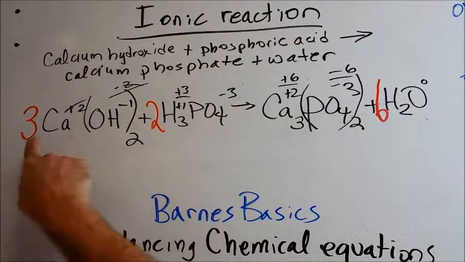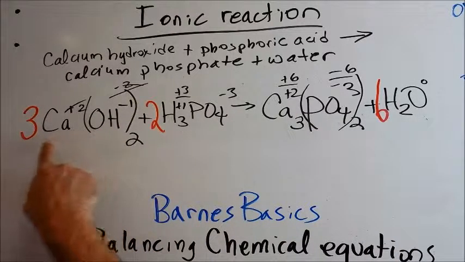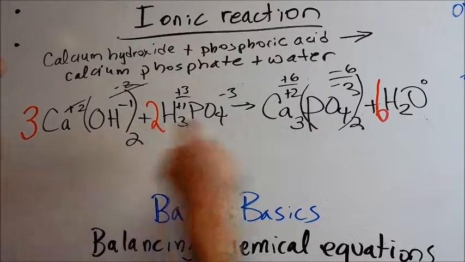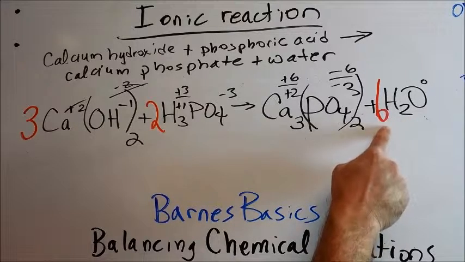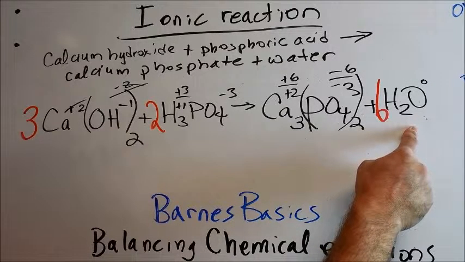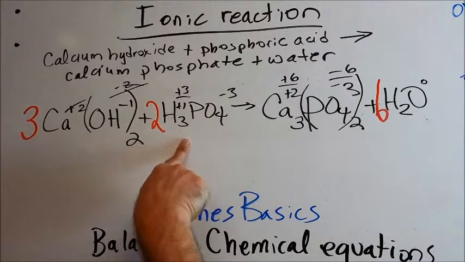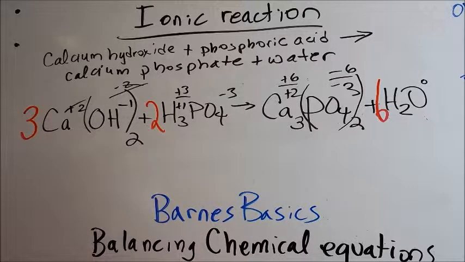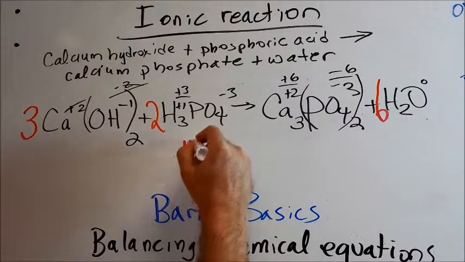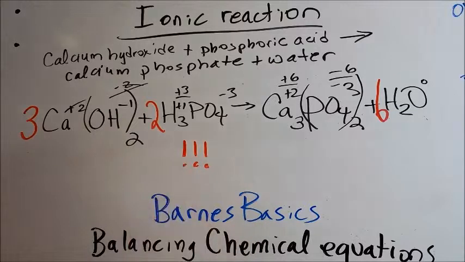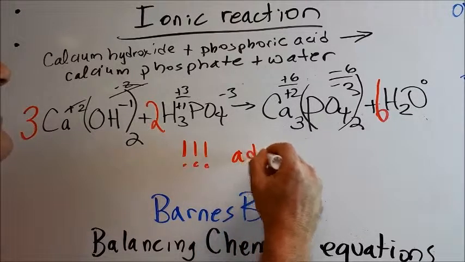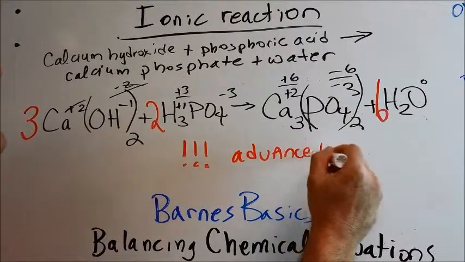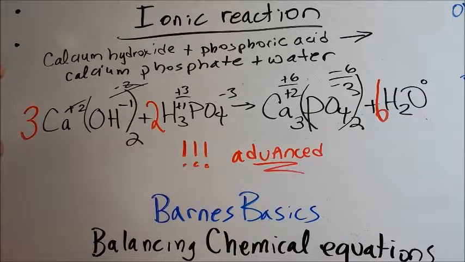If we balanced the oxygens next, 3 times 2 is 6. 6 oxygens here. We now have 6 times 2 is 12 hydrogens. 2 times 3 is 6 here, and 3 times 2 is 6 here. Kind of unbelievable, but I think that actually balances this equation. Kind of tricky, man. That's kind of advanced, I think. Kind of had to think about that one a little bit.